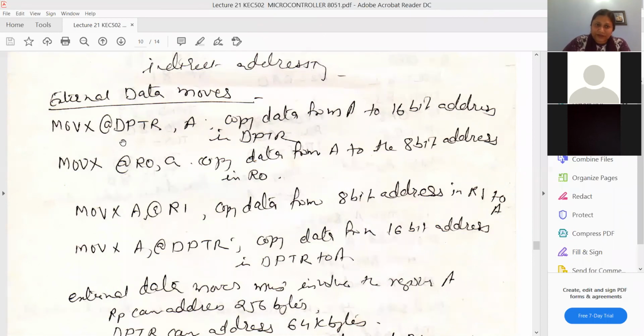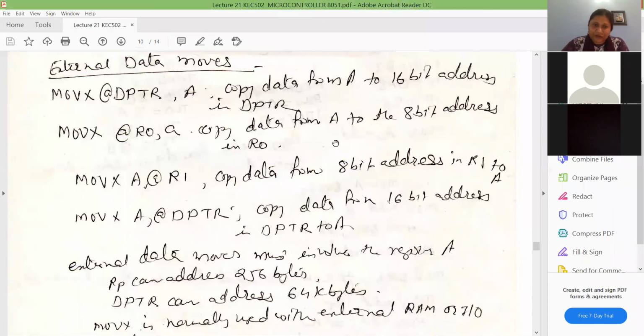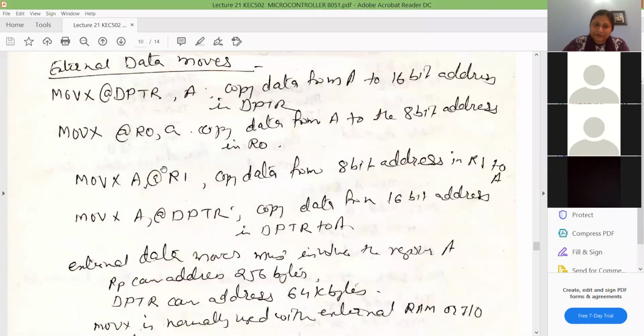If my instruction is MOVX @1250, A, then whatever the accumulator content may be, it will go to the memory location 1250. Understood? Yes, ma'am. External moves.